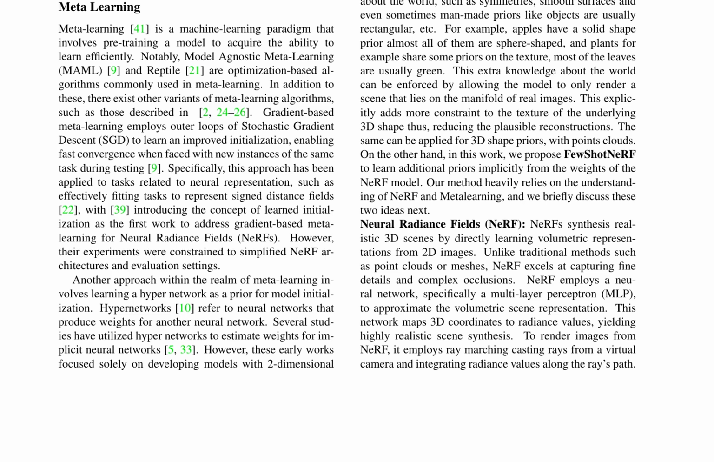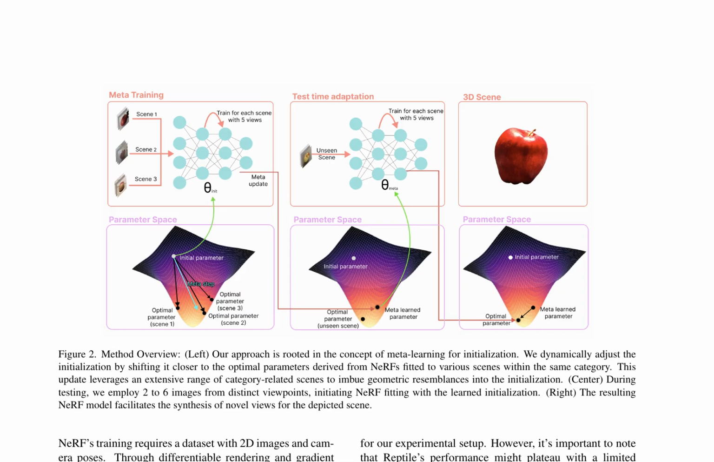in a challenging setting. NeRFs synthesize realistic 3D scenes by directly learning volumetric representations from 2D images. To render images from NeRF, it employs ray marching, casting rays from a virtual camera and integrating radiance values along the ray's path. The proposed approach, FewShotNeRF, learns additional priors implicitly from the weights of the NeRF model. This method relies heavily on the understanding of NeRF and meta-learning. The approach is rooted in the concept of meta-learning for initialization, dynamically adjusting the initialization by shifting it closer to the optimal parameters derived from NeRFs fitted to various scenes within the same category.